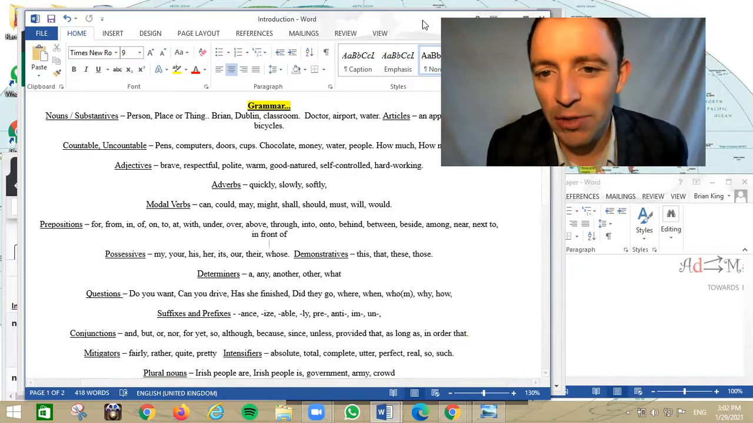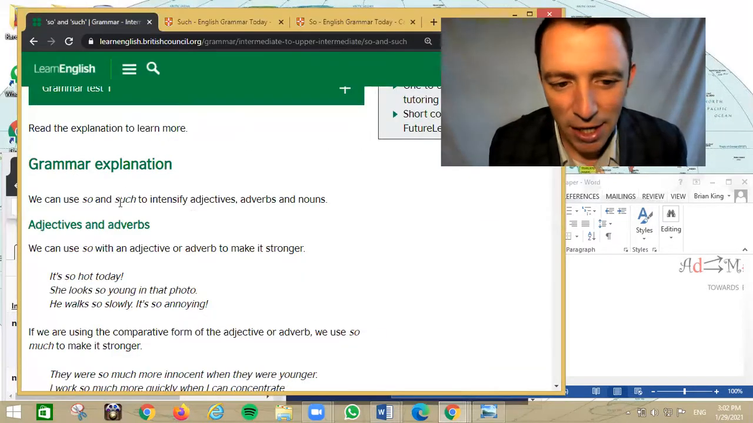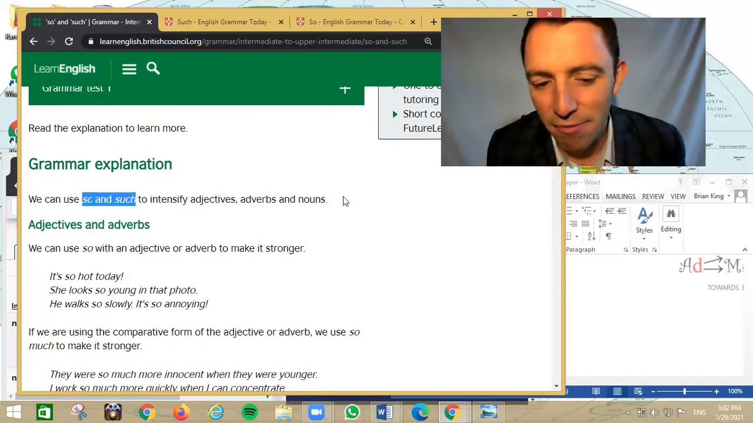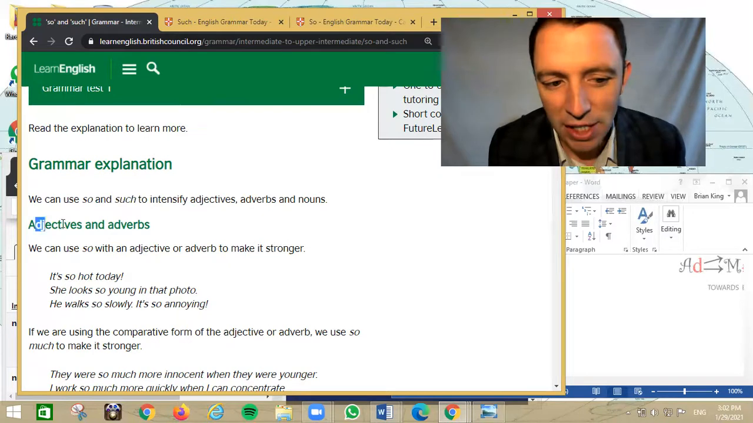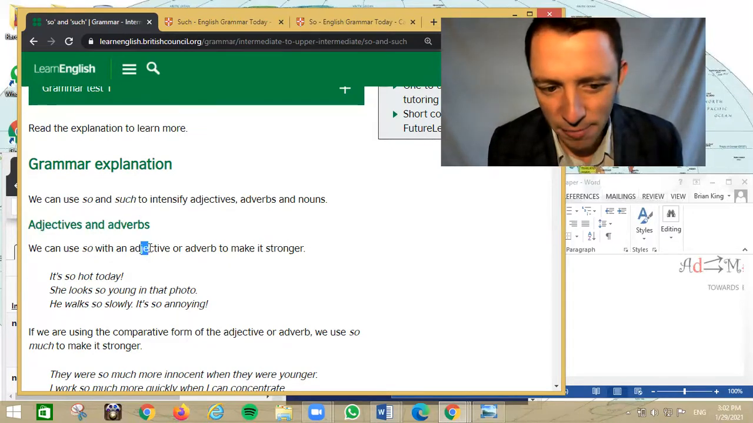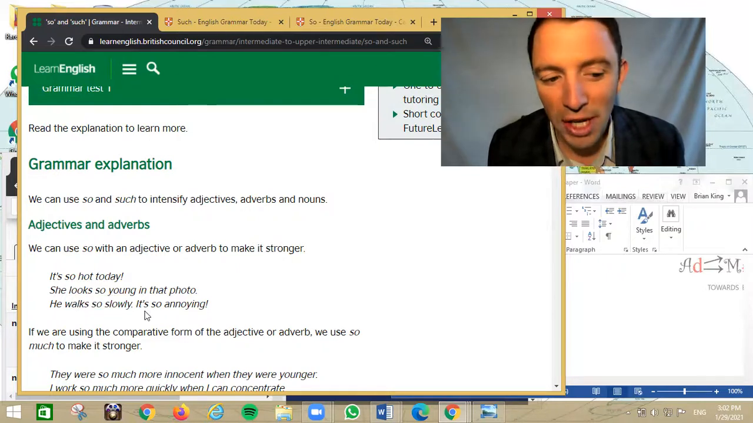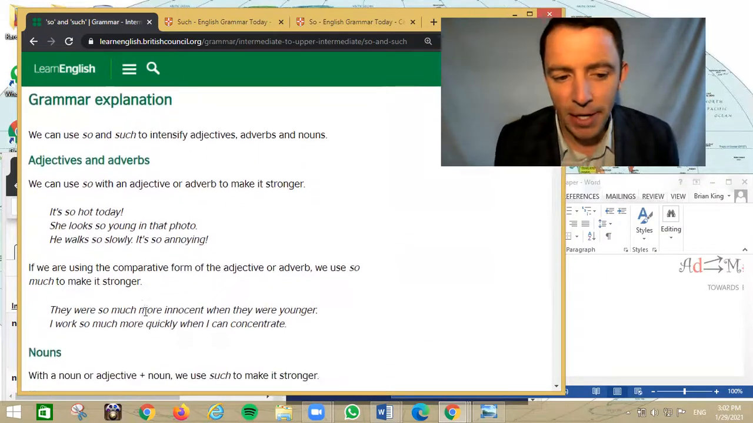This document I will continue to use every day for an explanation. Here we use so and such to intensify adjectives, adverbs, and nouns. In relation to adjectives and adverbs, we can use so with an adjective or adverb to make it stronger. It is so hot, adjective. So young, adjective. And then adverb, ly: so slowly. He walks so slowly. That's the rule with the adjective and the adverb.